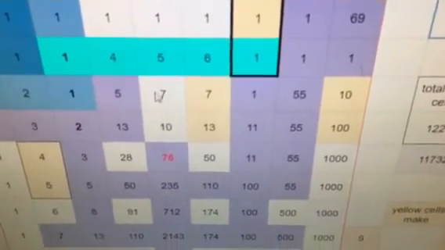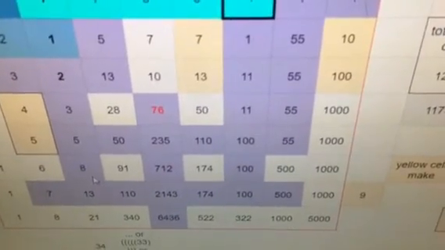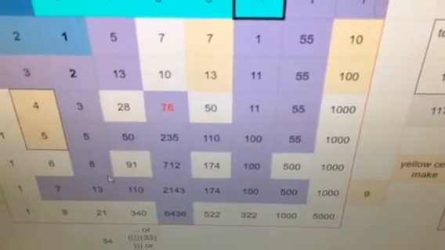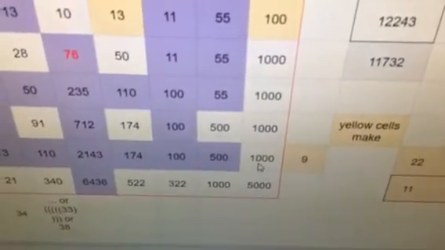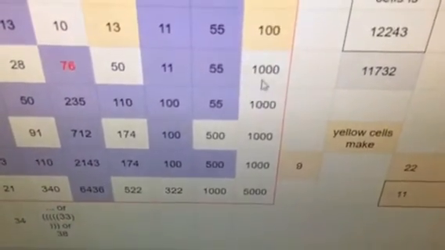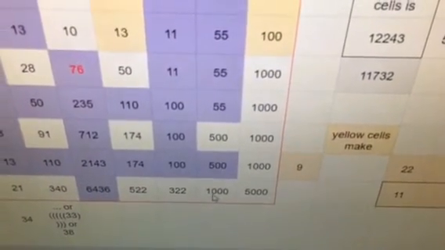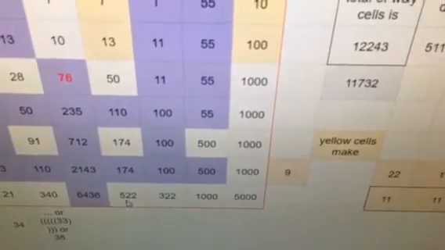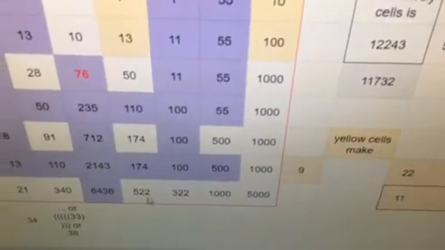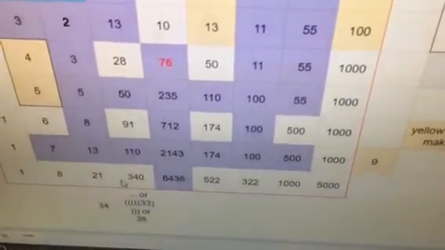1, 2, 3, 4, 5, 6, 7, 8, 9. 9 other things. Not on the edges. And check this out. 5,000, 6,000, 7,000, 8,000, 9,000, 10,000, 11,000, 11,344. Holy shit, guy. Are you kidding me?